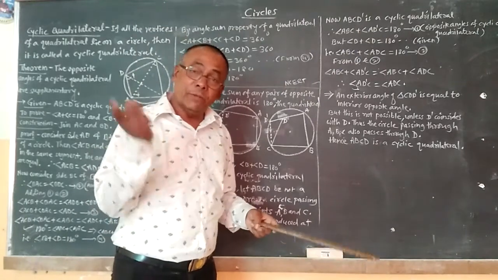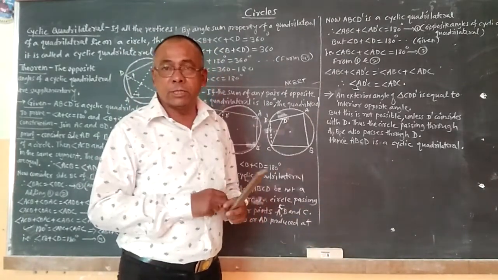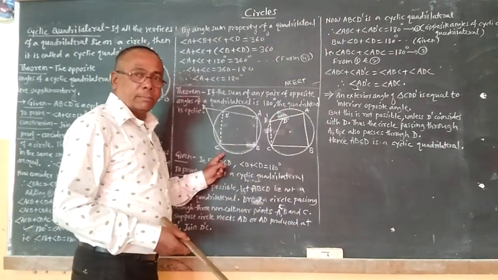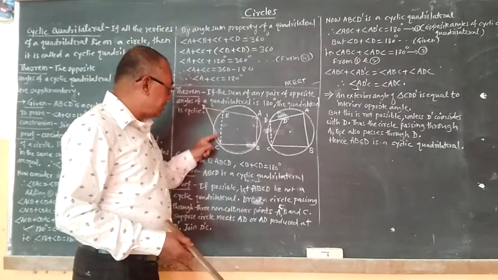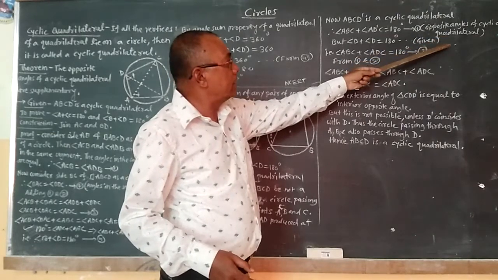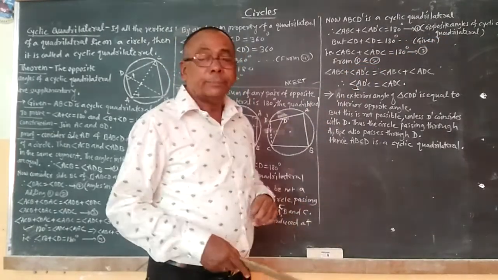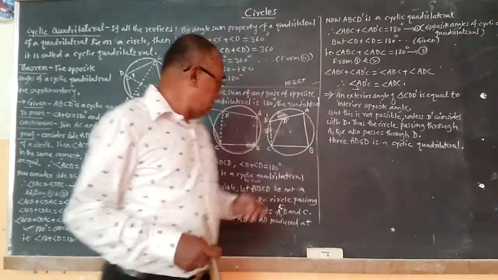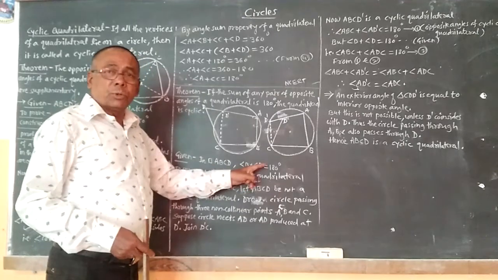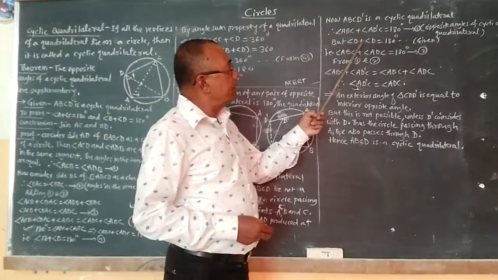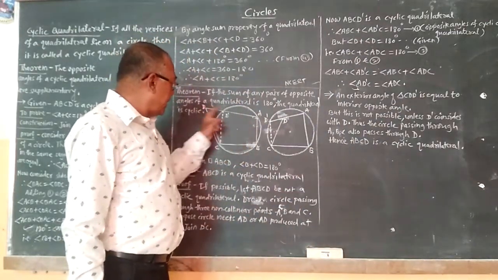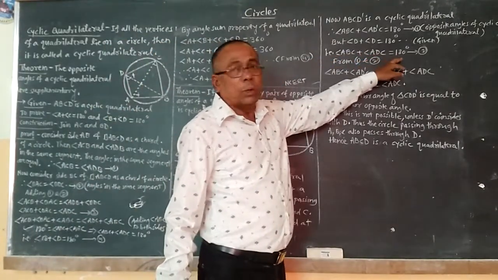And we know that if it is cyclic, then its opposite angles must be supplementary. Therefore, angle ABC plus angle AD dash C is equal to 180 degrees, because opposite angles of a cyclic quadrilateral are supplementary. But it is given that angle B plus angle D is equal to 180 degrees. So angle B plus angle D means angle ABC plus angle ADC is equal to 180 degrees.